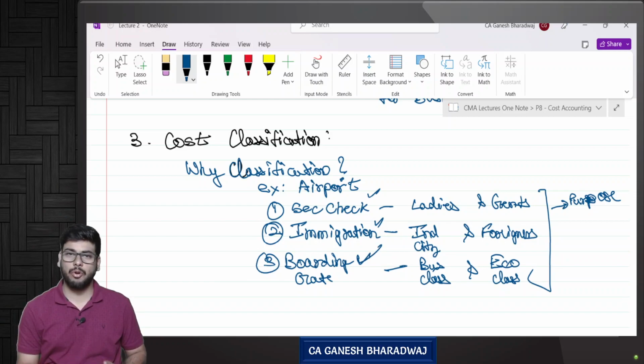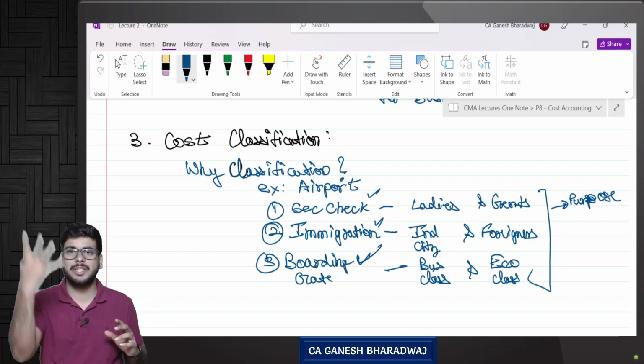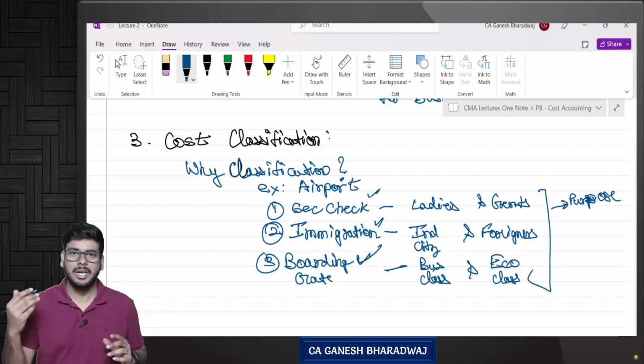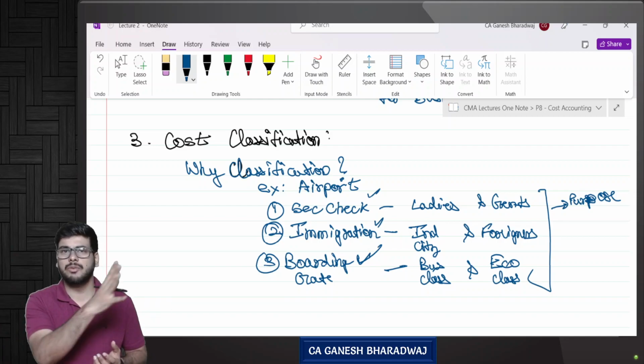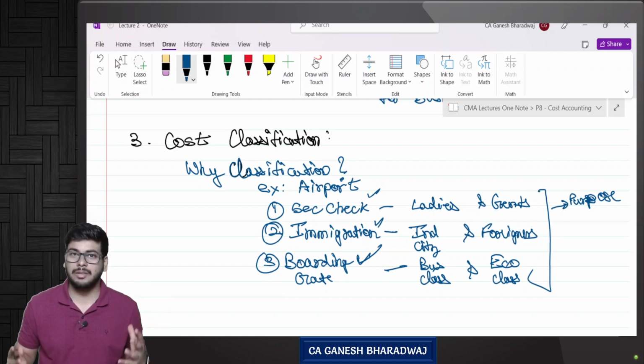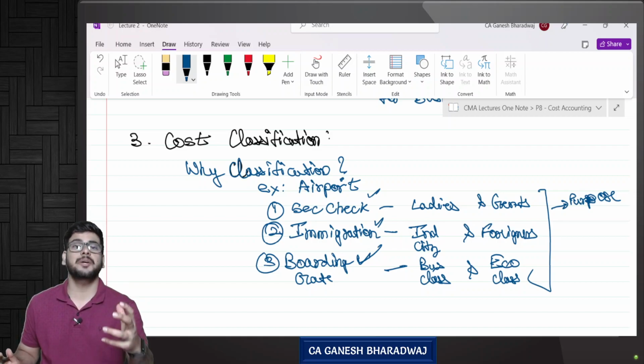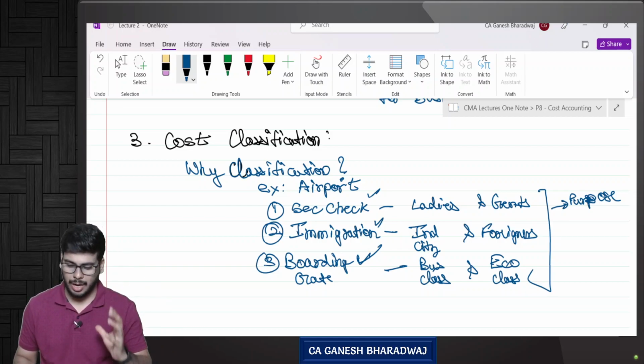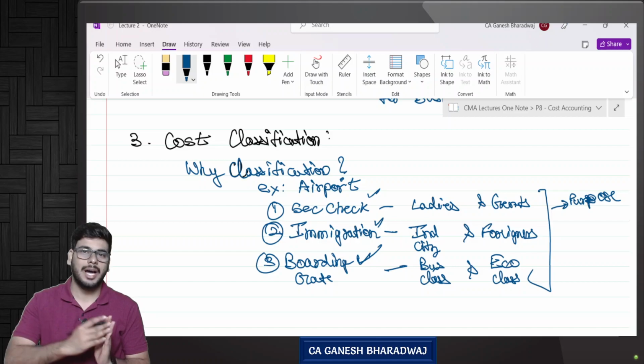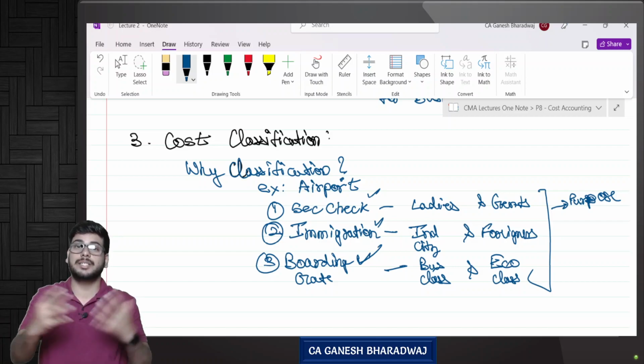And here, in case of a boarding gate, the purpose I want to achieve is based on the ticket that you hold, based on the money that you have paid, correct? A higher value ticket, I will give you a different priority and all that. Or in other words, based on the purpose or objective that you want to achieve, I will classify the same set of human beings differently.